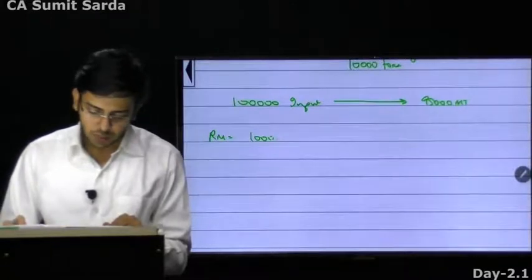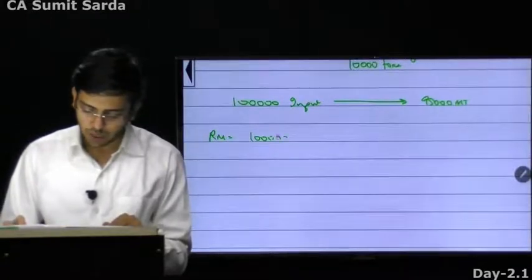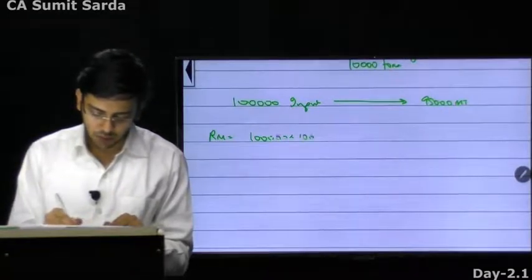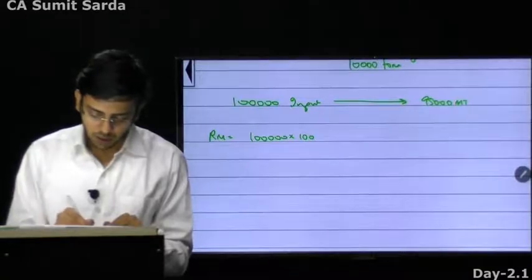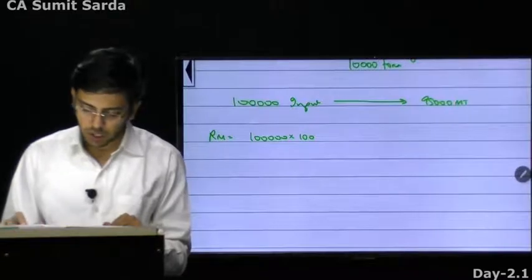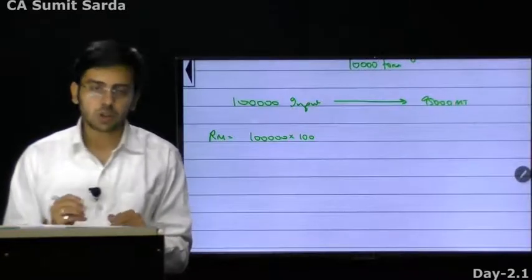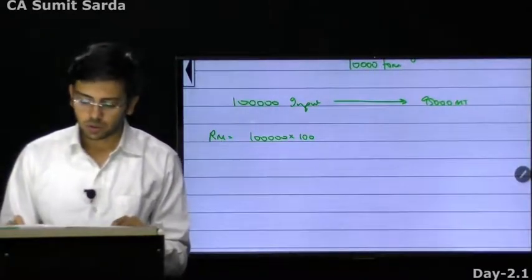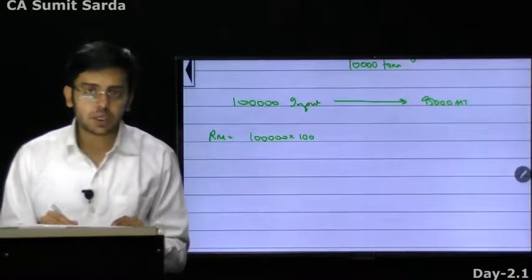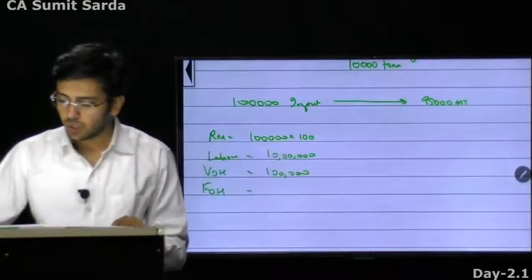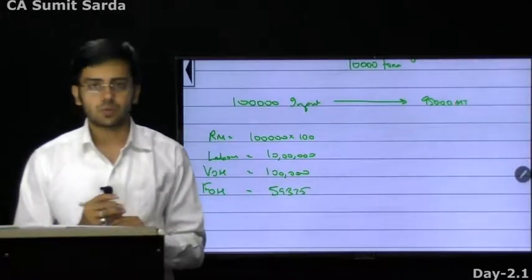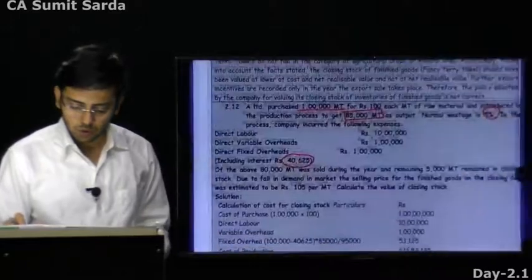The other expenses: labor 10 lakh, variable overhead 1 lakh, and then a fixed overhead which is again 1 lakh. But it says including interest of 40,625. As per AS2, interest is not included. So I'll eliminate that 40,625 from the 1 lakh, and what I get is 59,375. So what should be the cost of inventory?